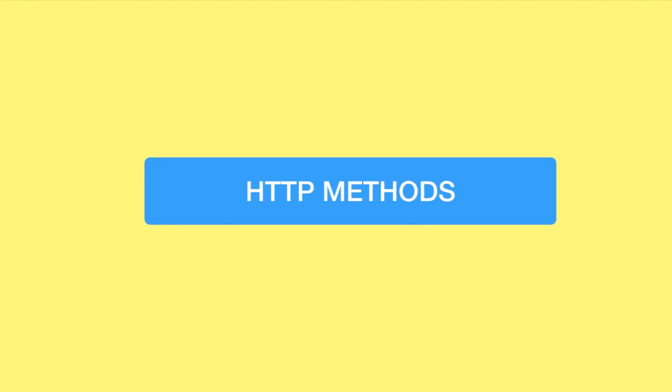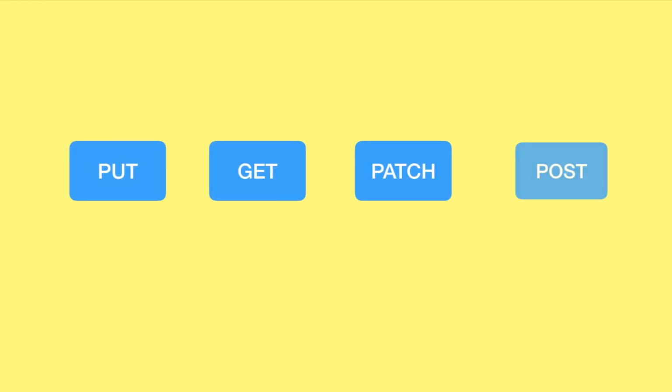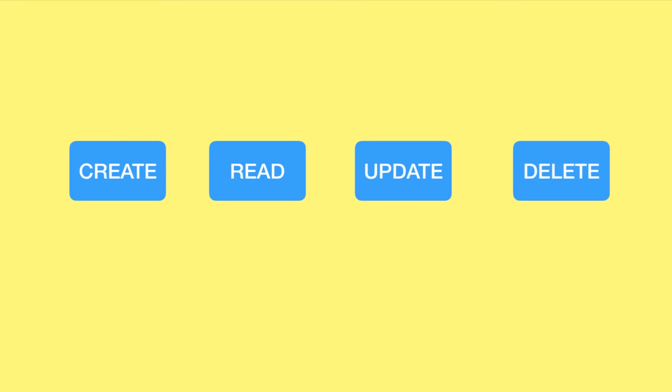Hi and welcome. In this video, we are going to learn how to use common HTTP methods to create simple APIs. Some of the methods that we're going to use include put, get, patch, post, but you'll realize that the commonly used operations are create, read, update, and delete. These operations are commonly known as CRUD operations, and we are going to look into these four operations using Spring Boot. So let's get into it.